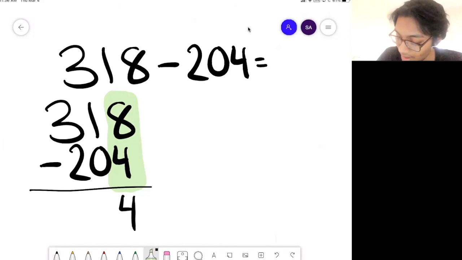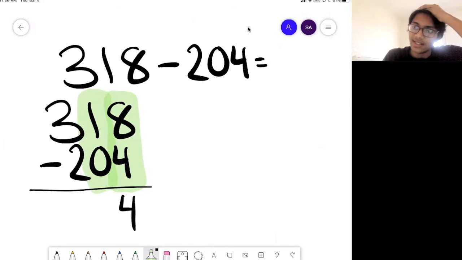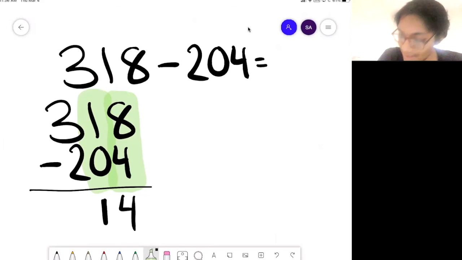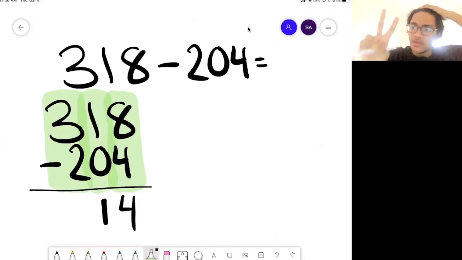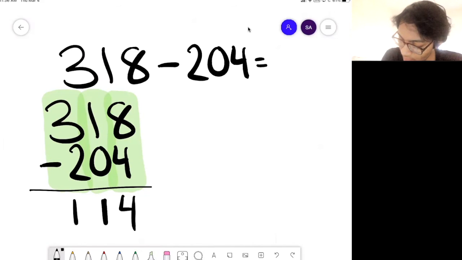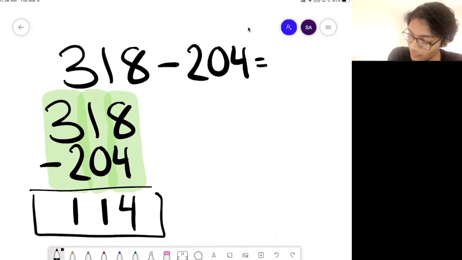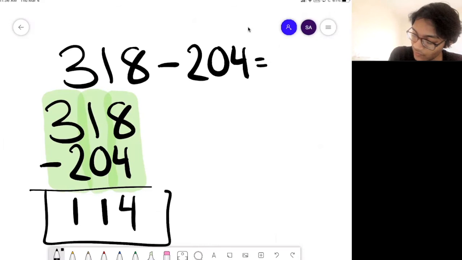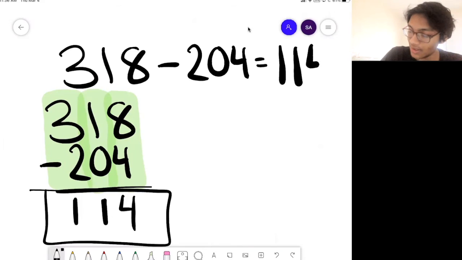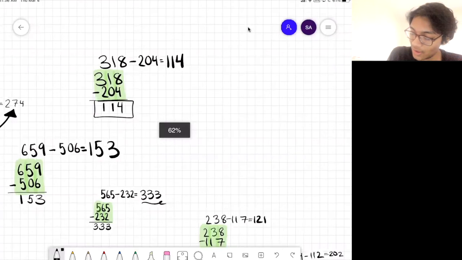Next column, I'm going to have 1 minus 0. So what's 1 minus 0? Well, I have 1 in my head and I take 0 away, so it's just going to be 1. My last column, I have 3 minus 2. So 3 in my head, 2 fingers. So 3, 2, 1. So 3 minus 2 is just 1. So 318 minus 204 is going to be 114.